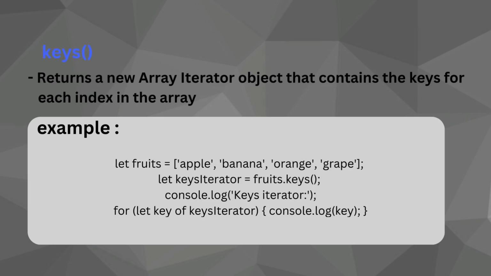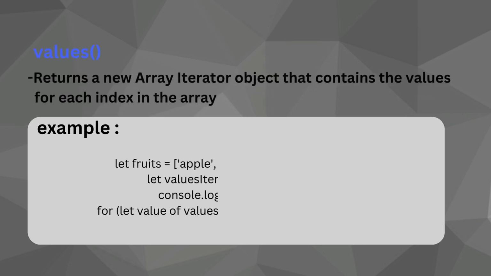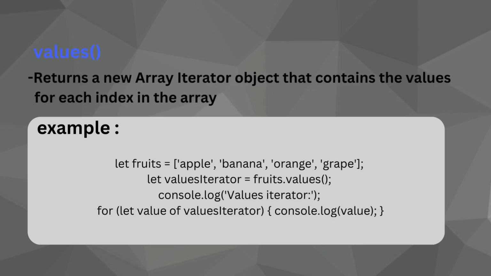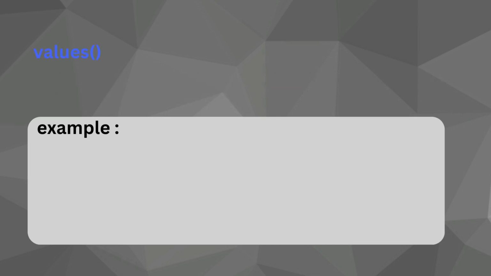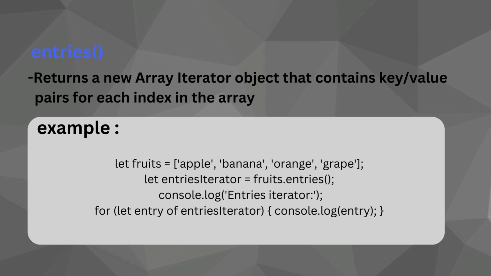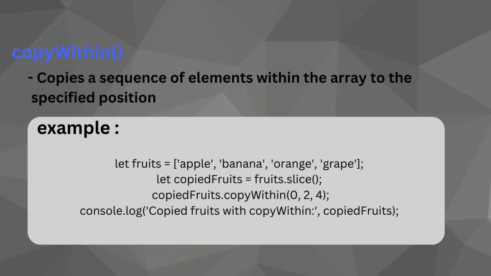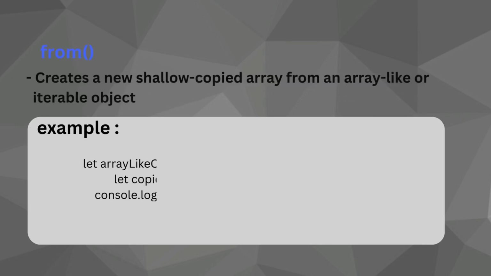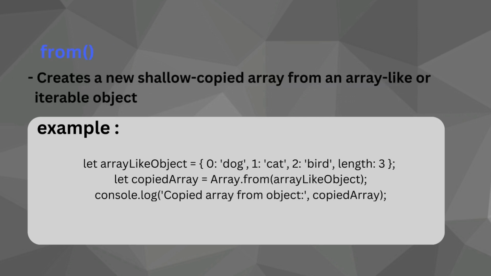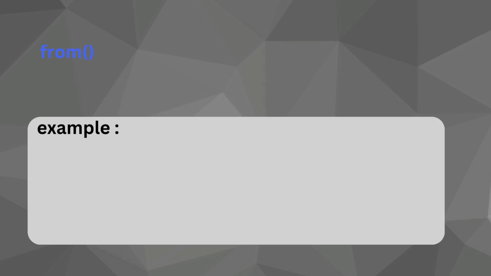Next method is copyWithin, copies a sequence of elements within the array to the specified position. Next method is from, creates a new shallow copied array from an array-like or iterable object. Next method is Symbol.iterator, a symbol that returns the default iterator for an object, used in for...of loops. Next method is Symbol.species, a property key that represents the constructor function that is used to create derived objects.